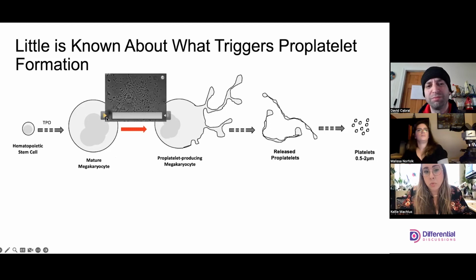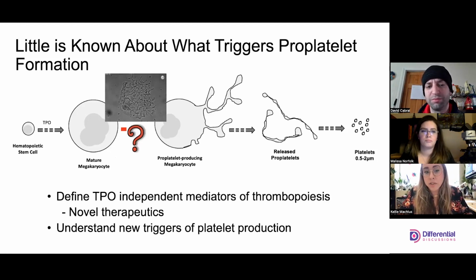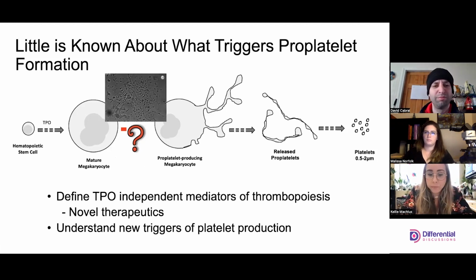We don't know which cells will do it and when they'll do it. So this is kind of the holy grail of the field right now, figuring out what triggers mature megakaryocytes to begin proplatelet formation, specifically so that they would do it immediately, in a TPO-independent process. So we would be able to give therapeutics when someone comes in with low platelet counts, a therapeutic that could potentially replace a platelet transfusion. That would be the goal.